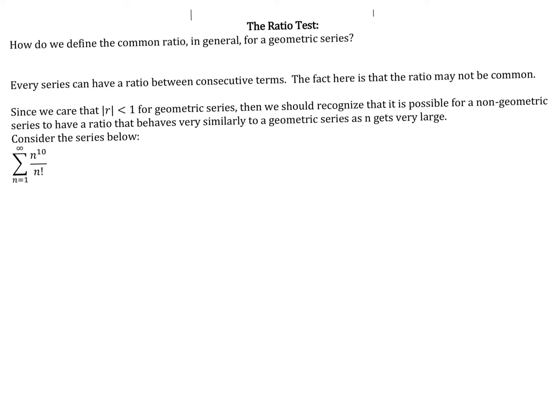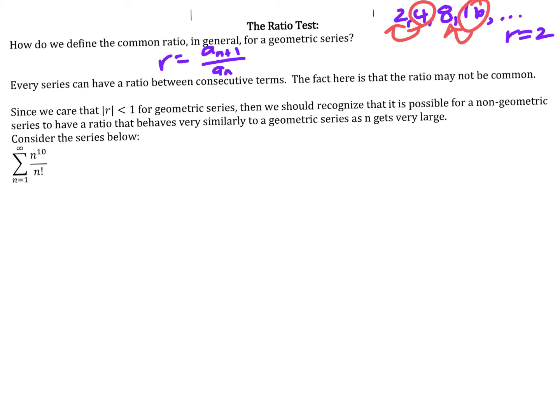So how do we define the common ratio in general for a geometric series? Well, back in Algebra 1, you were supposed to learn that you can define a ratio as the term now divided by the term before. So if we had the series 2, 4, 8, 16, where our common ratio is 2, we could identify that ratio by taking any term and dividing it by the term before. 4 divided by 2 is 2. 16 divided by 8 is 2. So we can generalize that definition to say the ratio is a sub n plus 1 divided by a sub n, a term divided by the term before it.